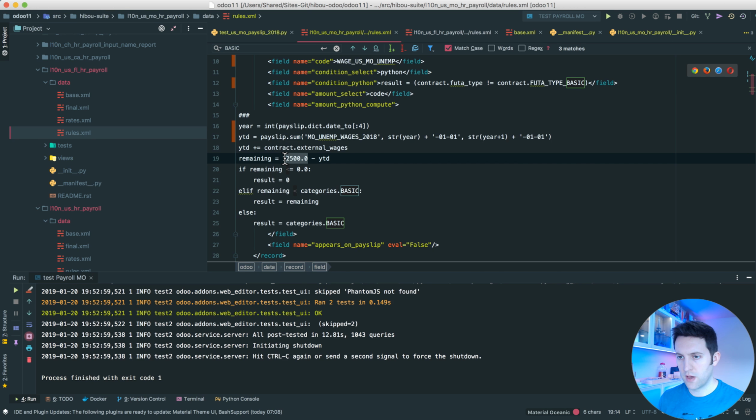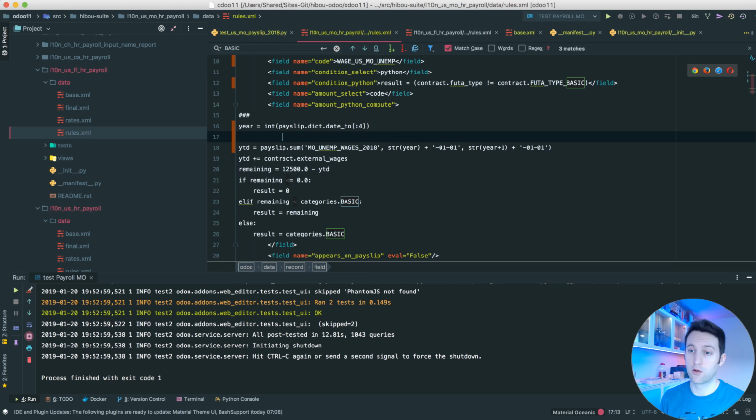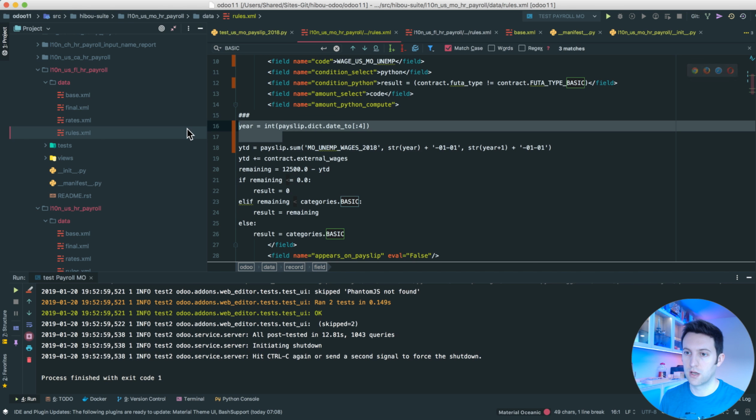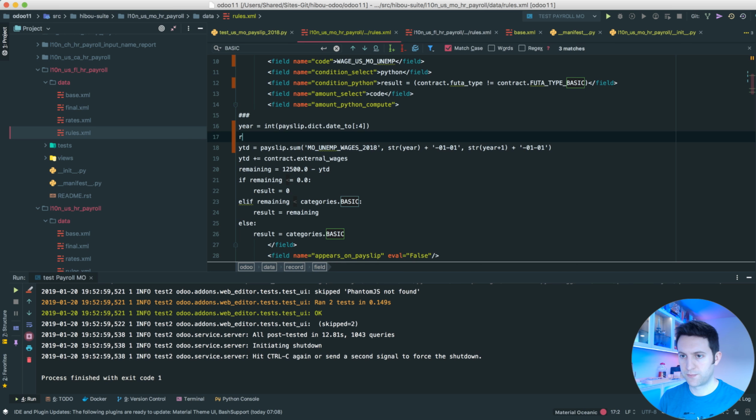Okay, so we have a wage base for this as 12,500. So we will extract that into a rule and get that rate, or rather a rate, and we will collect that rate. So we will say rate equals payslip.dict.get rate, and this is going to be USMO on an imp. Okay. Then this is going to be wage USMO on imp.